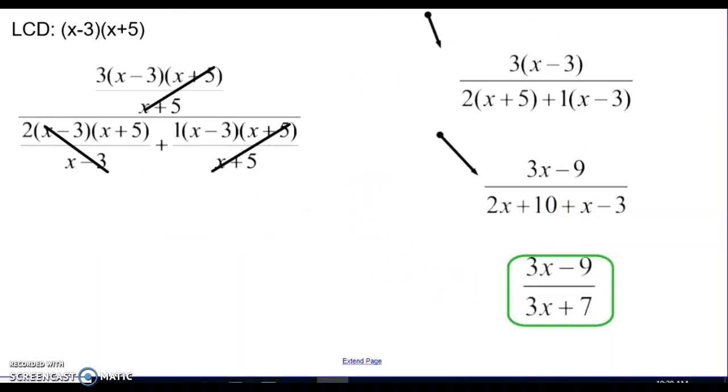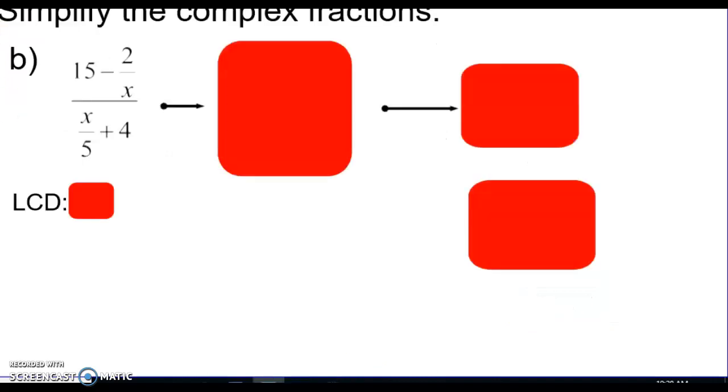I'm going to do 2 more examples. So we're going to skip to letter B in that bottom portion here. So we want to simplify the complex fraction, so we're looking at the lower level of letter B.